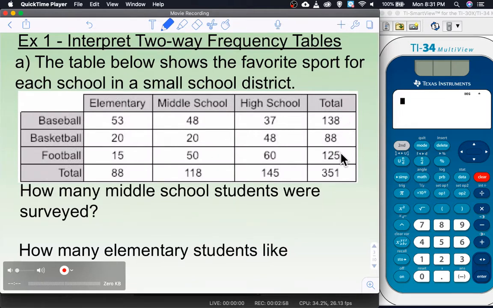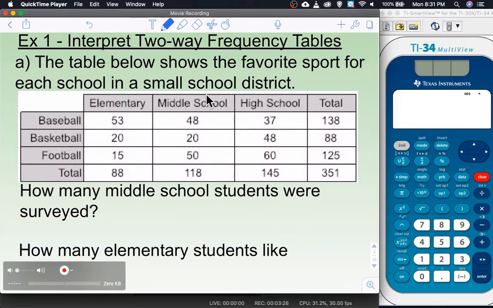I can see that there is 125 total people that like football, because that's right here. It's this row and column. Okay, so just looking at the table, we can find certain numbers, and we may be asked to do that. Just, well, how many kids are in high school? Well, 145, stuff like that. So right now, how many middle school students were surveyed? So just how many total middle school students were surveyed?